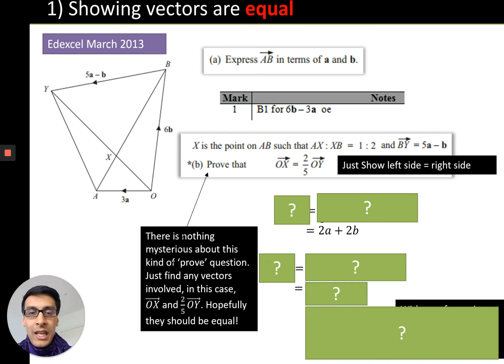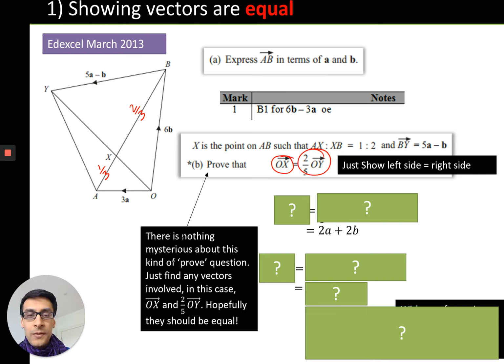X is on the line AB such that AX to XB is 1 to 2. That means that this is 1 over 3 and that's 2 over 3. So you always immediately label your fractions. BY is 5a minus b, and that's already given to us up here, so we don't need to worry about that.